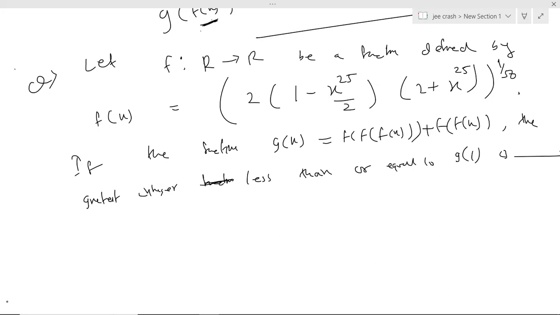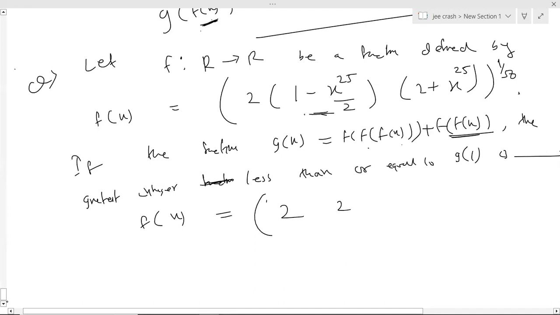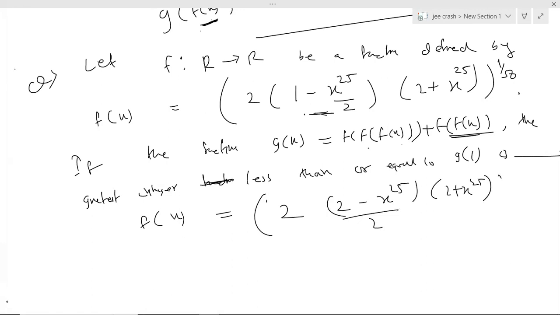All right. So this question, of course, is from composite function. So first, let's try to calculate this function f of x. Let's try to simplify this. This is 2. We can take LCM here. So this becomes 2 minus x to the power 25 upon 2 plus x to the power 25, whole to the power 1 upon 50. So this is cancelled. And inside this is a minus b, a plus b. So 4 minus x to the power 50.